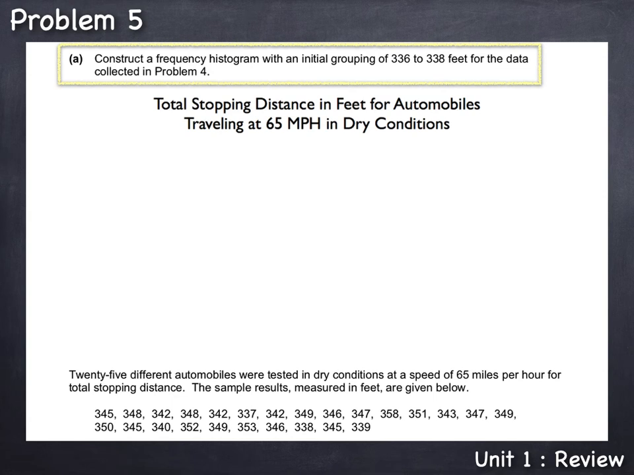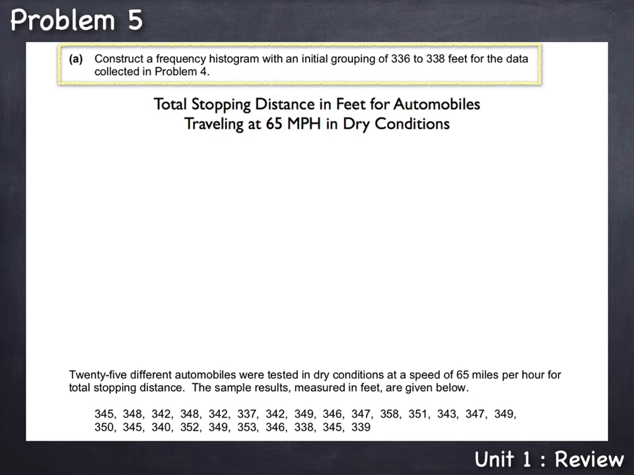Measured in feet was the units. And the population from which the sample was taken was automobiles traveling at 65 miles per hour in dry conditions. So an acceptable title for our frequency histogram would be the total stopping distance in feet for automobiles traveling at 65 miles per hour in dry conditions.